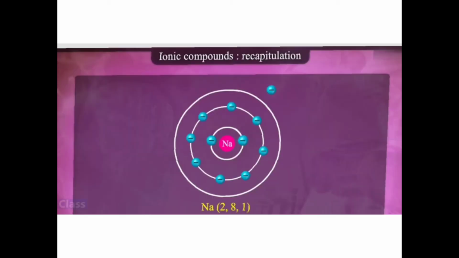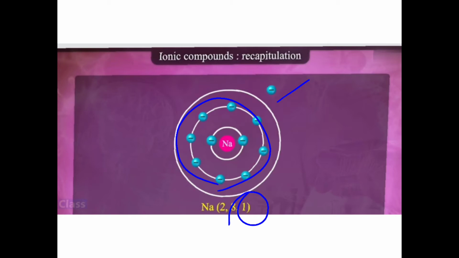Okay, so if you see sodium, it has the electronic configuration 2, 8, 1, right? So all the electrons which are inside will try to push out the electron in the outermost orbit, wanting to achieve the stable configuration in the octet state. So this one electron which is there in the outermost orbit has to leave the atom.